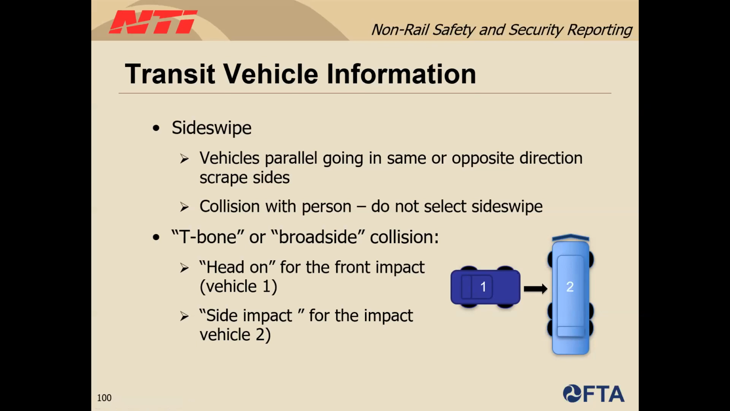Instead, use side impact. When reporting a T-bone or broadside collision, one vehicle is reported as head-on and the other vehicle is reported as side impact. So in the diagram, vehicle number 1, the other motor vehicle, would be reported as head-on, and the transit vehicle, number 2, would be reported as side impact.